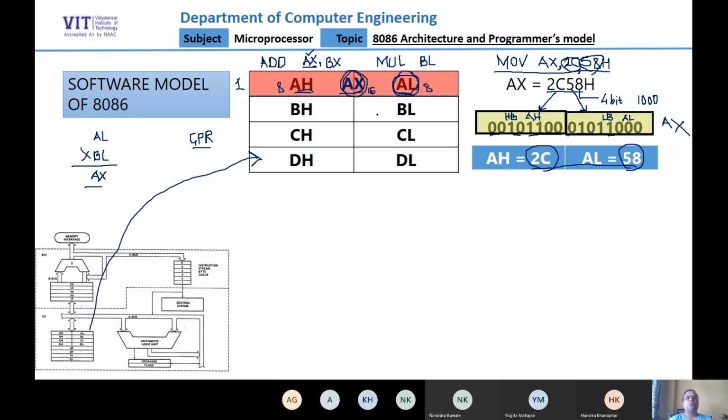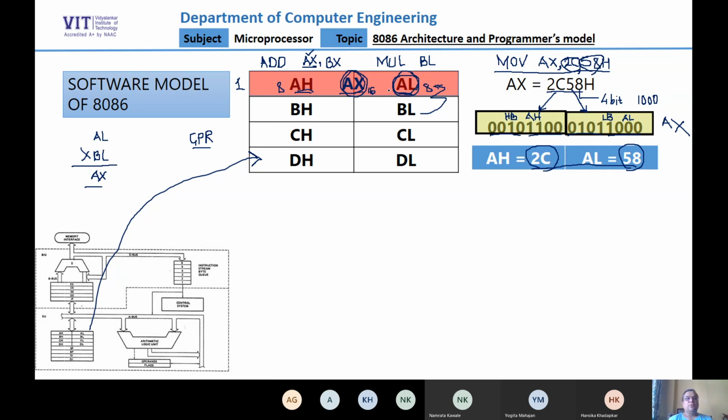That means if I want to perform multiplication of, let's say, CL and BL, can we perform it directly? The answer is no. We cannot directly multiply BL and CL. To perform multiplication of BL and CL, one of these two registers I have to move into AL first. So I may move BL into AL, and then I may write instruction mul CL. Then it will perform CL multiplied with AL. The result will be stored in AX.